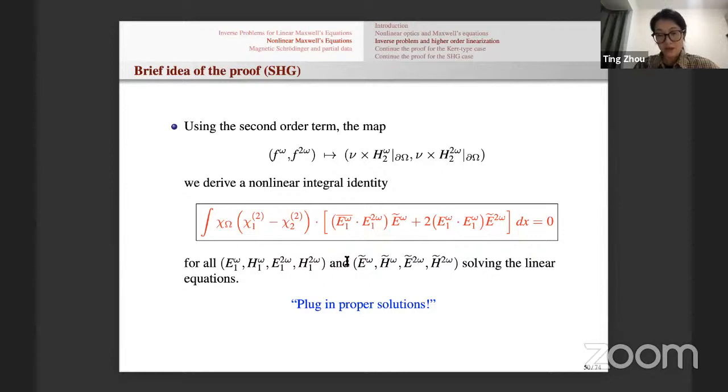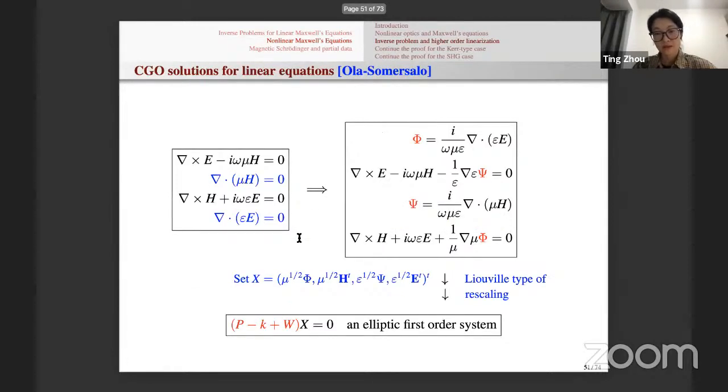So the question now becomes again, can we plug in proper solutions? Keep in mind, these are all solutions for linear equations. Okay, so proper linear solutions so that we can recover chi1 minus chi2. Here is just repeating the previous slide where we construct CGO solutions. So spoiler alert, the solutions we're going to use are CGO solutions.